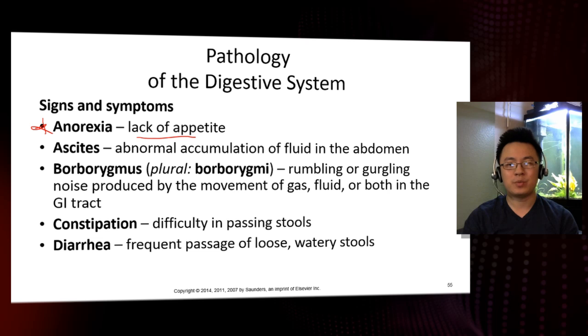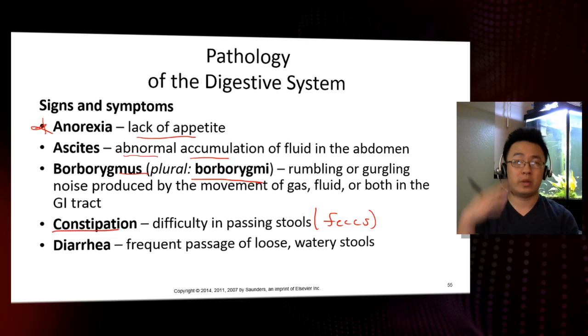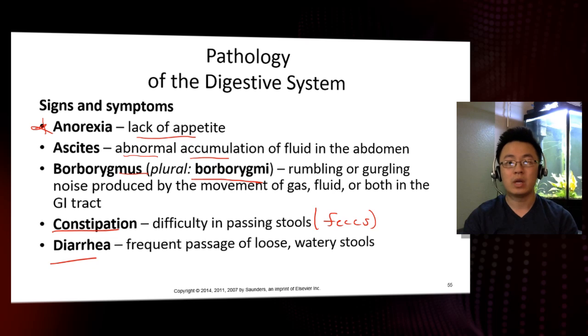Another one here is ascites, which means the abnormal accumulation of fluid in the abdomen. And whenever your stomach starts to rumble or gurgle or makes that noise produced by gas movement or fluid or anything in the GI tract, it's known as borborygmus or borborygmi. And when an individual has difficulty trying to pass stool, stool is another word for feces, that is when a person is constipated, and of course the opposite of being constipated is when the feces is constantly coming out. That would be known as diarrhea, or frequent passage of loose, watery stool.